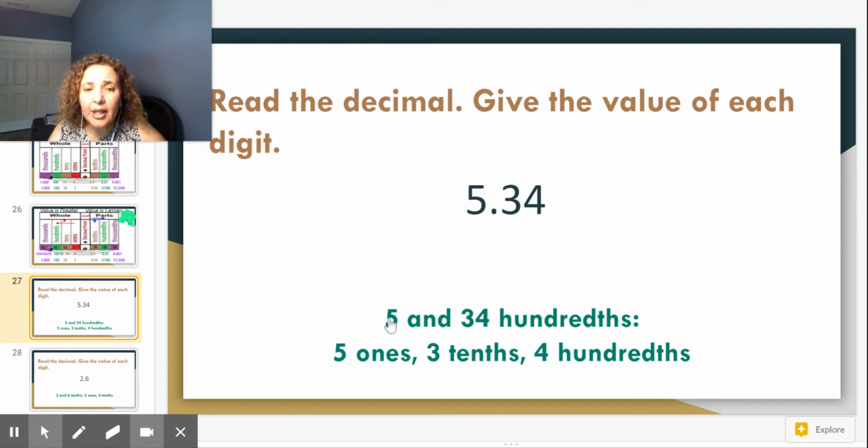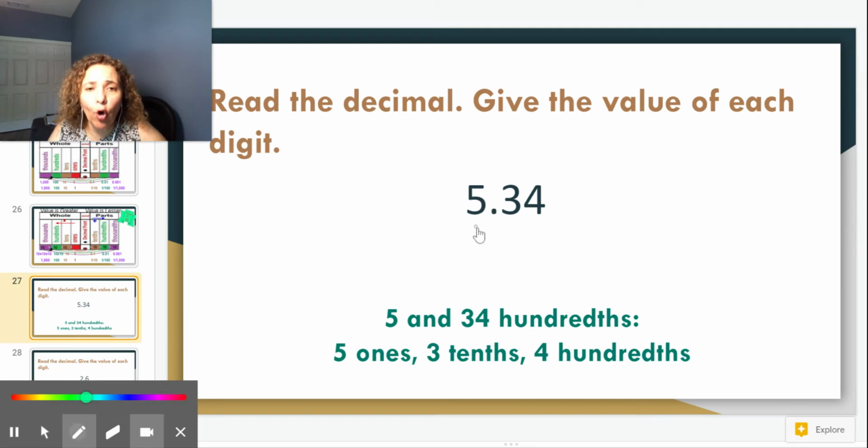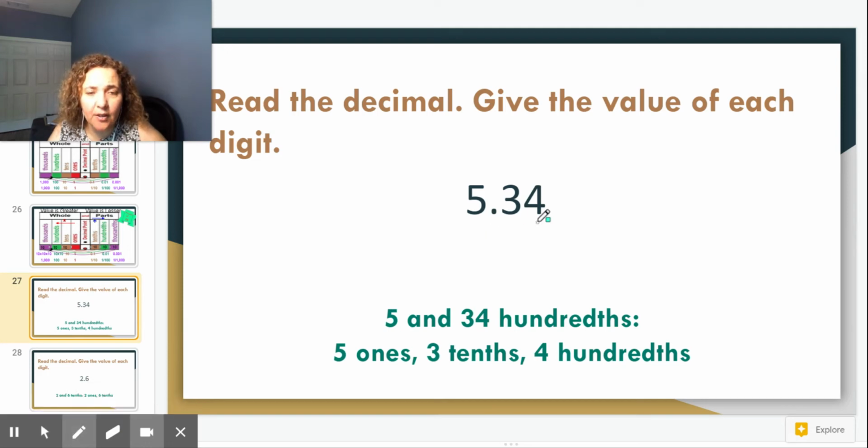All right, so you would read this 5 and 34 hundredths. Remember the and, we use the and in place of the decimal. 5 and 34 hundredths. What's the value of each of the digits? So remember, digits all have value. A digit just means number. So 5 is in the what place value? The ones, so it's worth 5 ones.